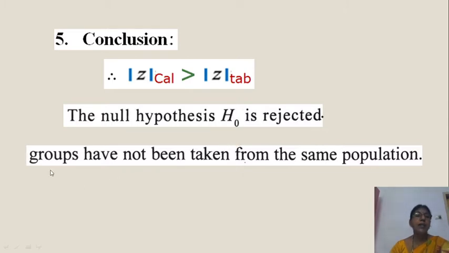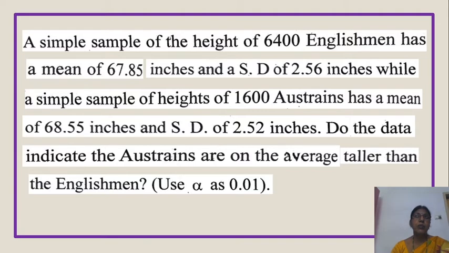What is H1? The groups have not been taken from the same population. H0 says the groups are taken from the same population, and it is rejected. H1 means the opposite: the groups have not been taken from the same population. Okay, now we see the next problem. In the first problem we used the SD of the population, sigma. In the second problem we used sigma 1 and sigma 2, the SDs for the two samples.